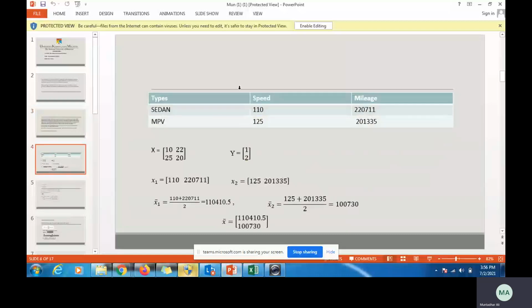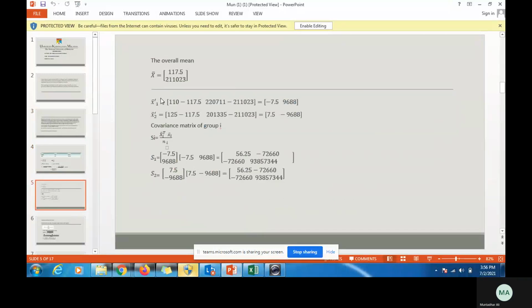I do the calculation and find the X bar for the speed and the mileage for the sedan car. We got this result, and then we take X bar for the second one, which is MPV. For the speed and mileage, we got this value, and then we find X bar 1 and X bar 2. Then we got the overall mean. Then we find X bar dash 1, X bar dash 2.